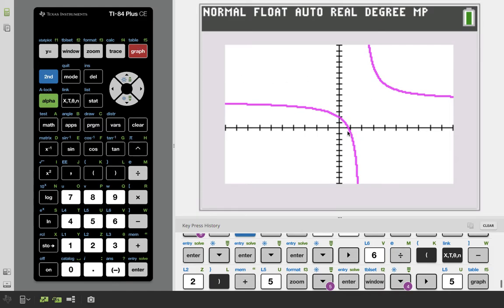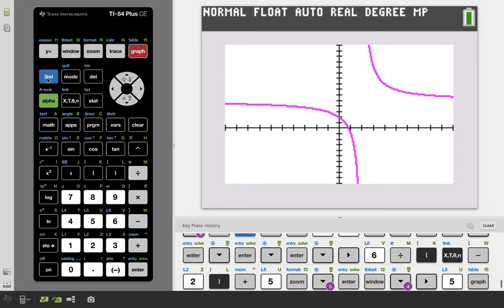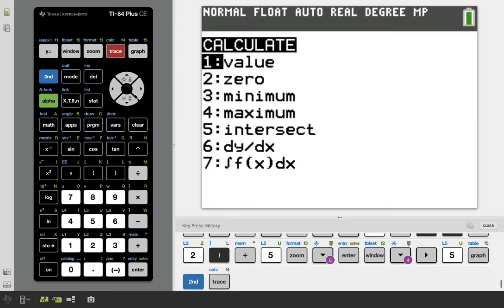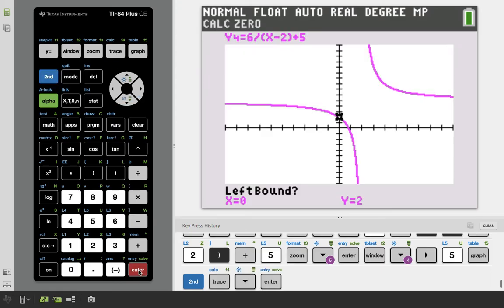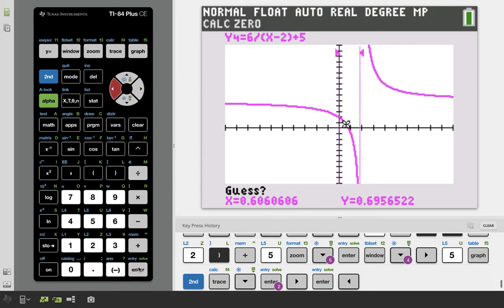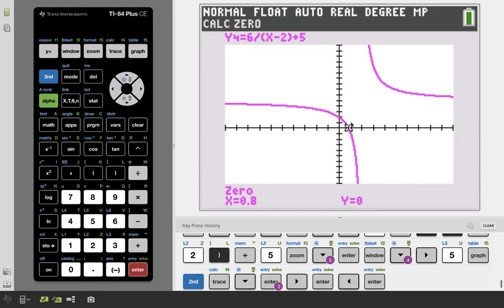Whatever. If I wanted to find those values there, let's have a look. Zero, right, that means when is the y 0? Left bound, right bound, that'll do. And our guess, somewhere in the middle, there it is, right there. 0.8, that's the same as 4/5, okay?